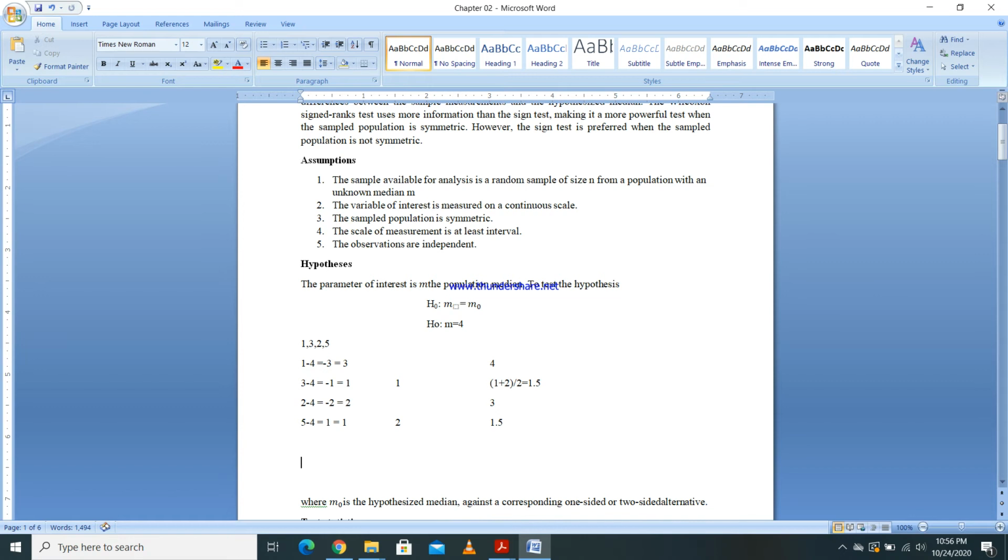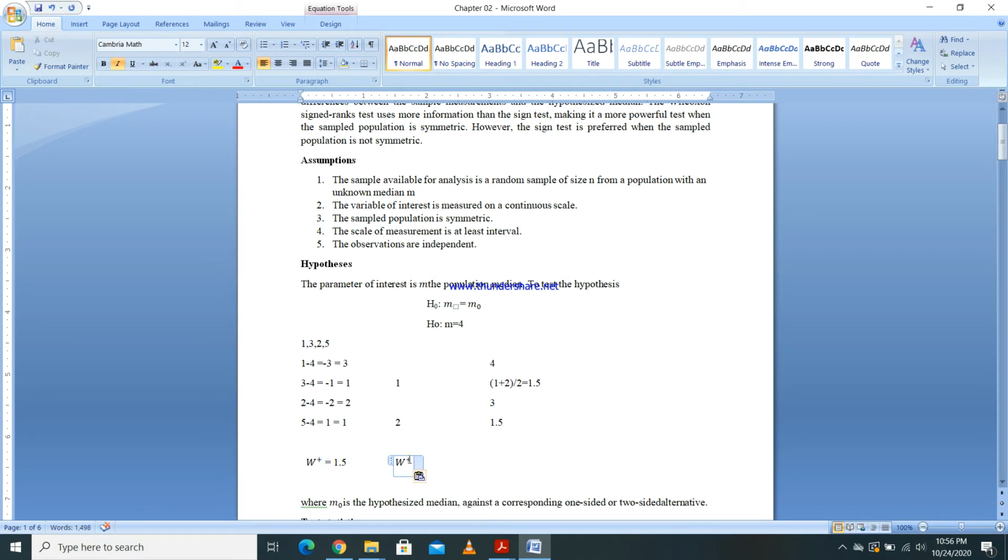Now if you want to calculate W plus, that is the summation of the ranks of the positive differences. You can see in this case you have only one positive difference, only this one. So the rank is 1.5. So in this case, W plus is 1.5. You can calculate W minus as well.